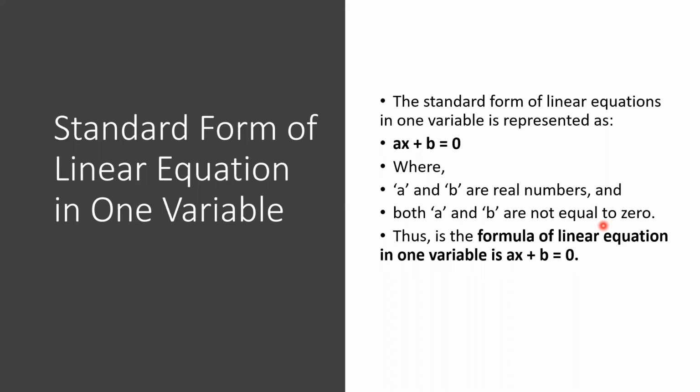The standard form of a linear equation in one variable, guys, is ax plus b equals 0. From the previous slides also, we spoke about this, ax plus b equals 0, where a and b are real numbers, and a is not equal to 0. Thus, the formula of a linear equation in one variable is ax plus b equals 0.